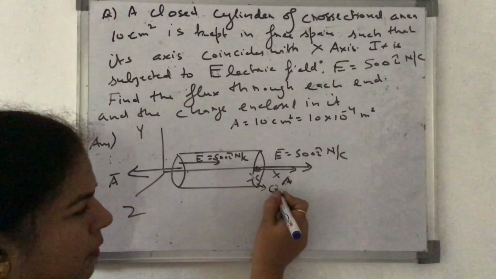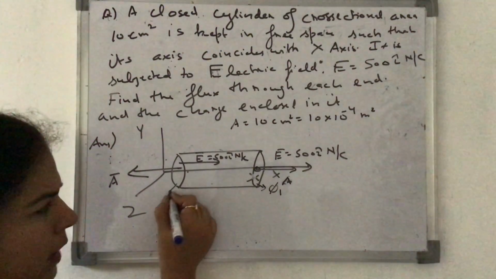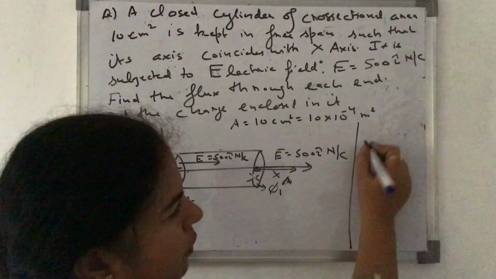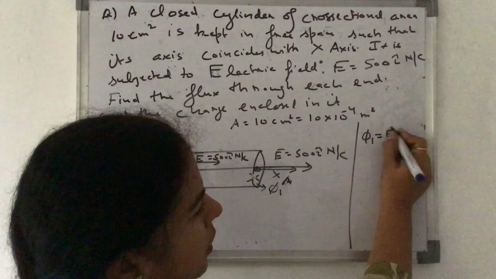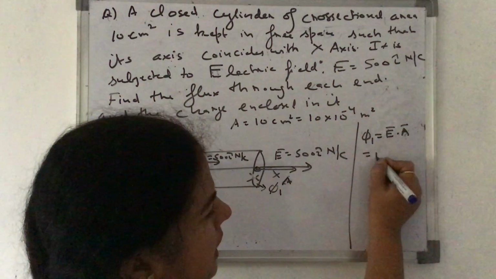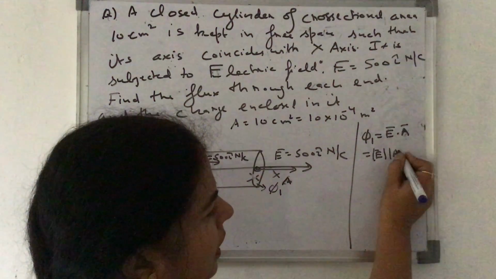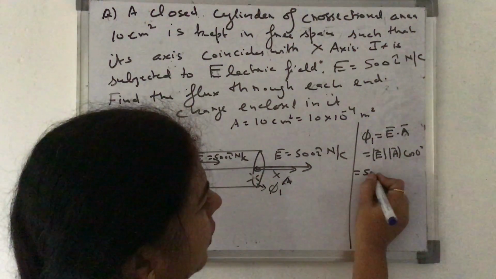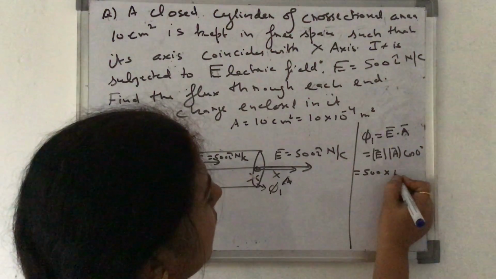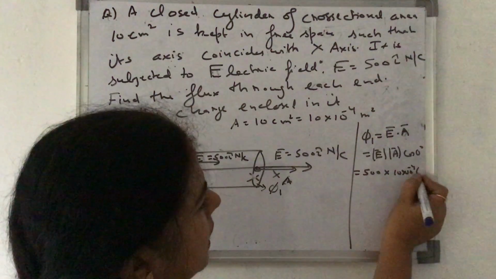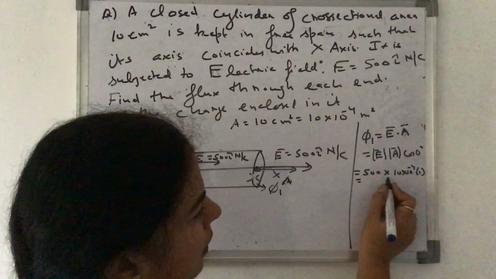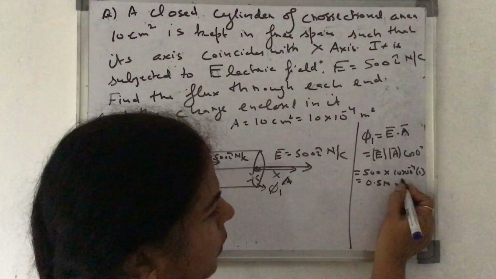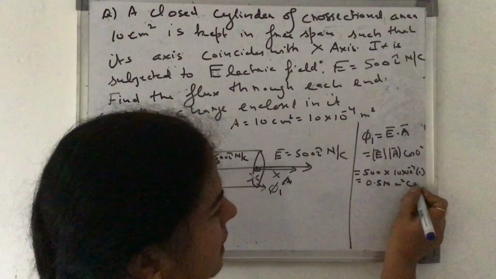We have to find the electric flux through the two faces. I'll call the flux through this one phi 1, and through this one phi 2. So what is the value of phi 1? Phi 1 is equal to E dot A, which is E A cos of 0 degree. E is equal to 500, this is 10 into 10 raised to minus 4, and cos 0 is 1. So it becomes 0.5 Newton meter square per coulomb.